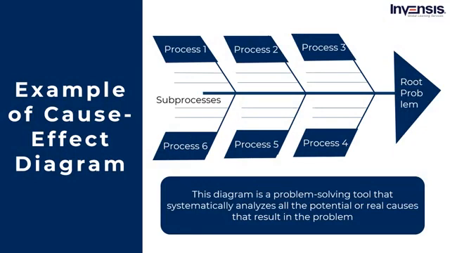The core problem is placed at the head of the fish, then the different processes that may be responsible for the problem are noted in the rectangular boxes, and all the sub-processes of that process are listed down below the respective rectangular boxes. After noting them down, we can easily analyze which process or sub-process is responsible for the root problem. Now, this diagram is a problem-solving tool that systematically analyzes all the potential or real causes that result in the problem. Likewise, it is an efficient tool that equips the organization's management to explore the possible causes of a problem.